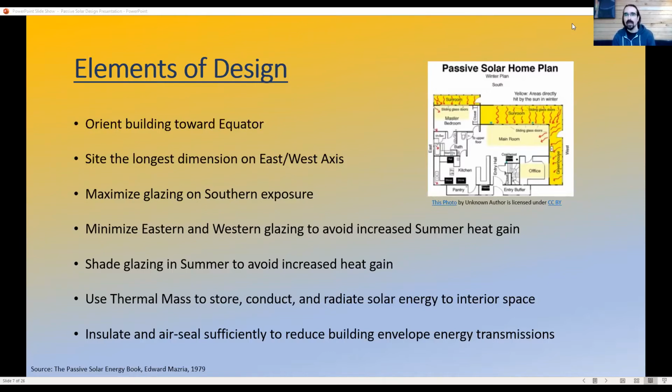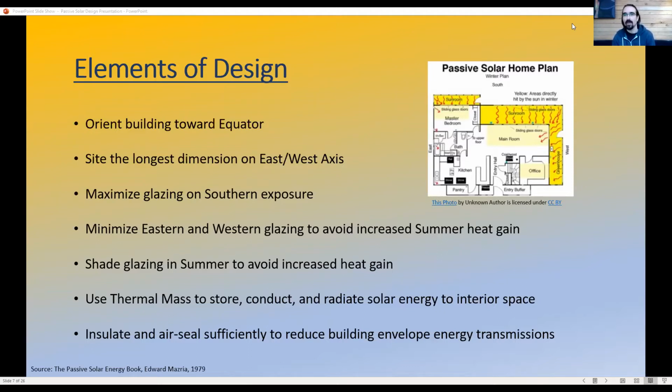And the core elements of passive solar design are storing that energy that the sun is providing in a thermal mass that allows it to be conducted in the space and to radiate into the space. And that helps regulate the temperature throughout the day by having it stored in a thermal mass. And then, of course, as with most green buildings and energy efficient buildings, we want to insulate and air seal sufficiently so that we're not losing our desired heat and we're not gaining undesired heat in the summer.